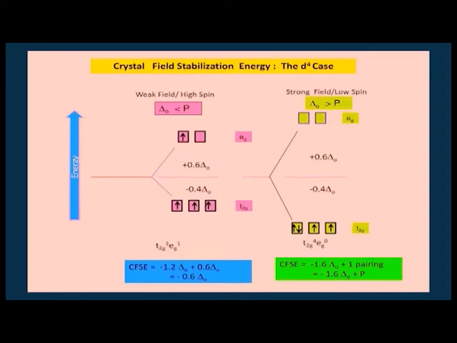The configurations d1, d2, d3, d8, d9 and d10 have a similar electronic arrangement in both the low spin and high spin configurations. The value of crystal field stabilization energy for low spin configurations in d4, d5, d6 and d7 arrangements is found to be more than the CFSE value for the corresponding high spin complexes. Since the value of pairing energy in split and unsplit state remains almost the same, it is only the value of delta O which decides the formation of low spin or high spin complexes.